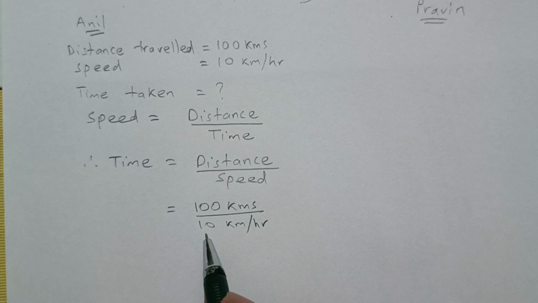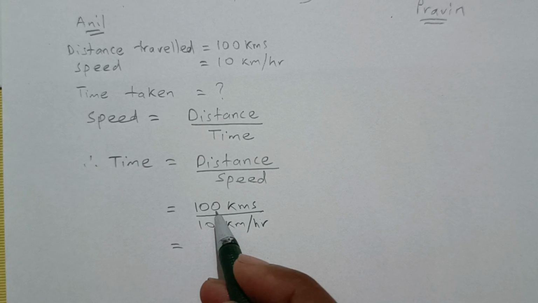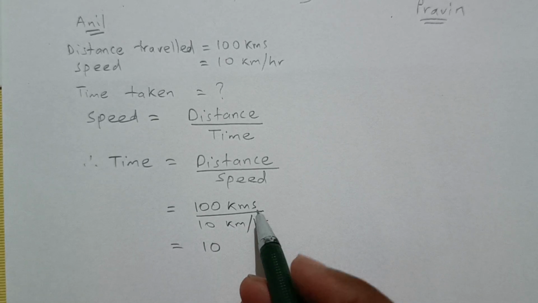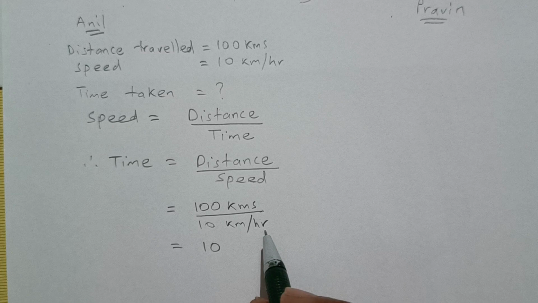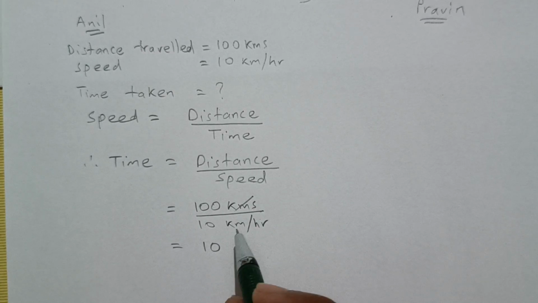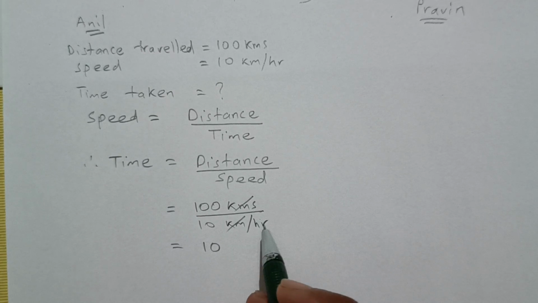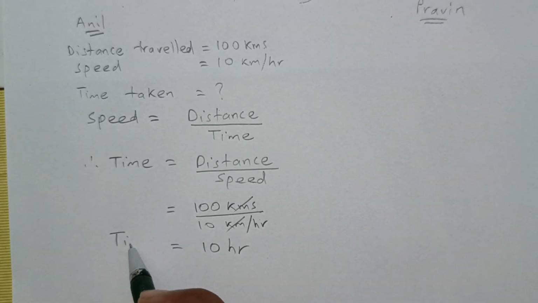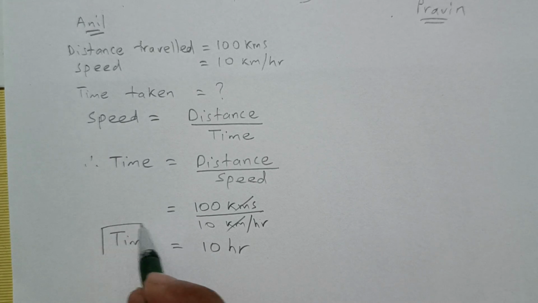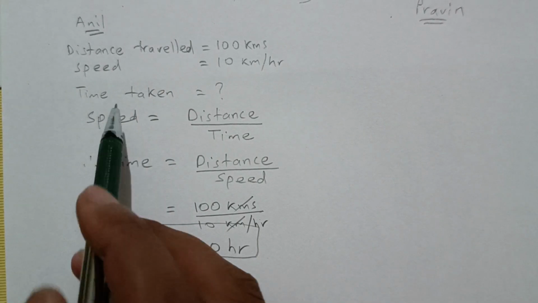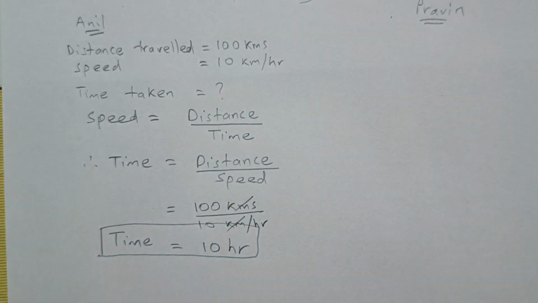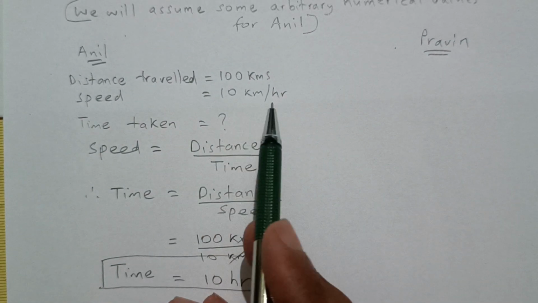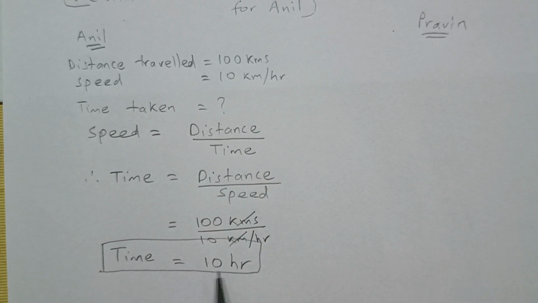So what is the time taken by Anil? 100 divided by 10 is 10. Kilometers divided by kilometers per hour, the kilometers cancel with each other, so this is hours. So the time taken by Anil is 10 hours. Distance traveled by Anil is 100 kilometers, speed of Anil is 10 kilometers per hour, and the time taken is 10 hours.